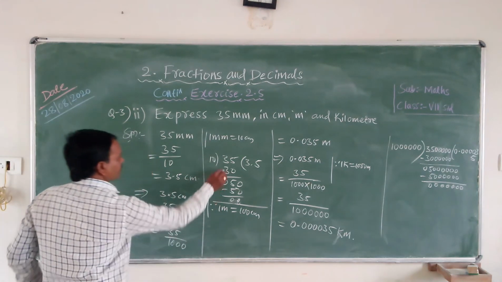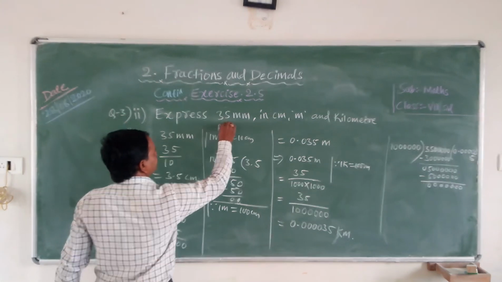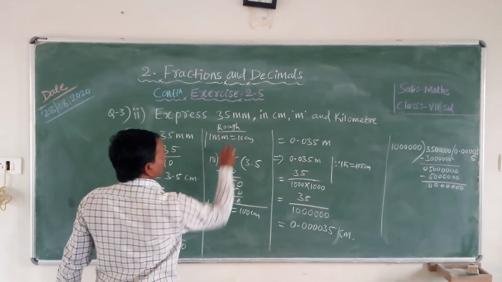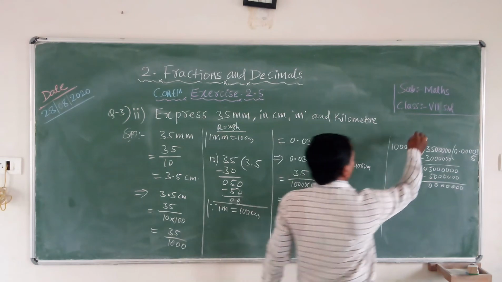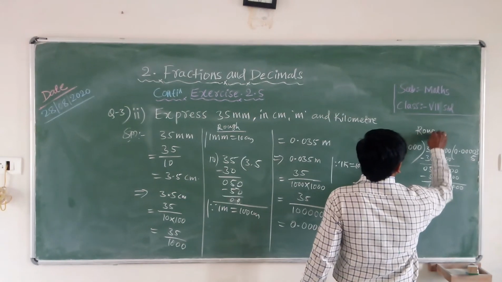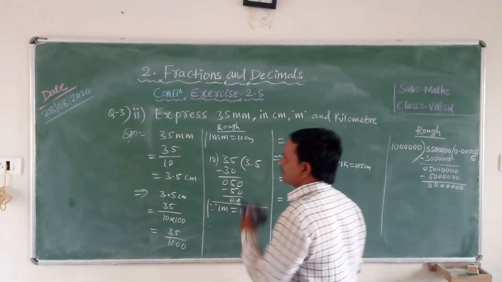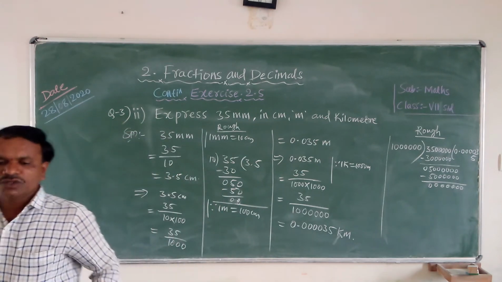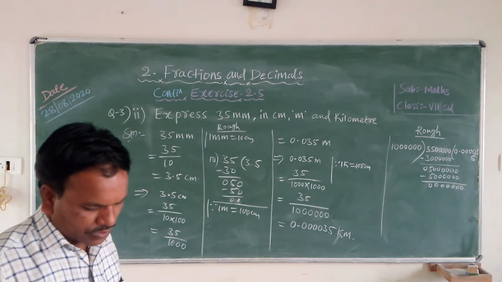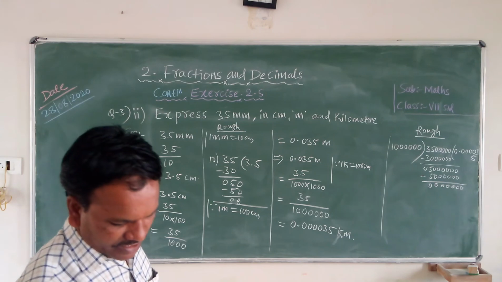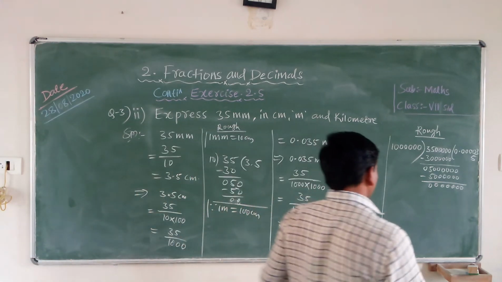This is rough. Using this rough, how to do this is also rough. How to do this is very important. A rough sketch is very important. So like this you have to do the problem. So now the fourth question is there. Like this one is there.